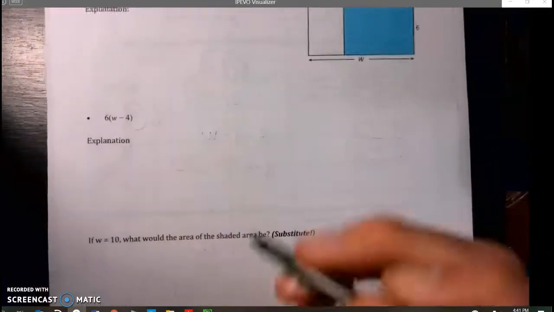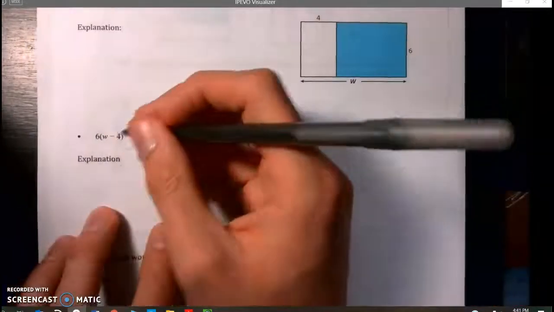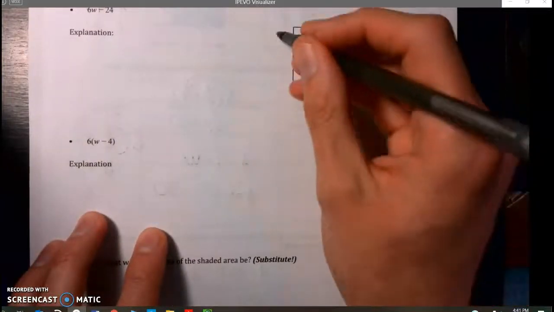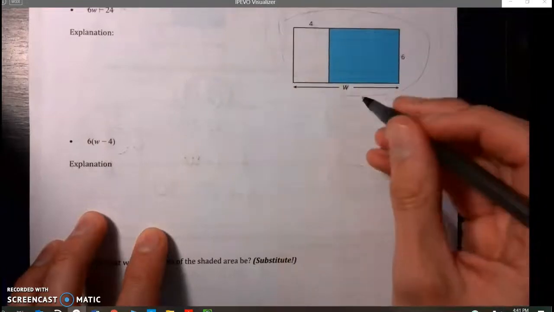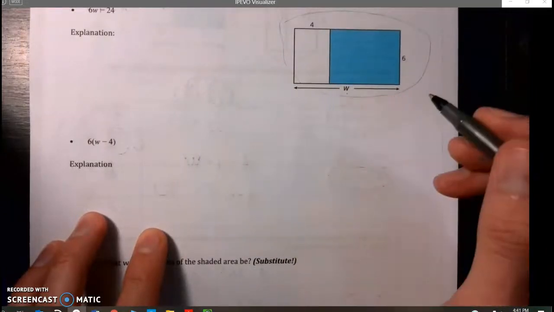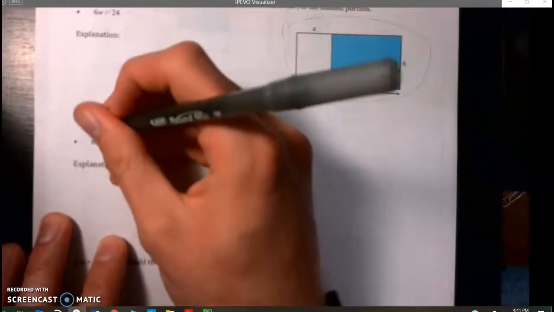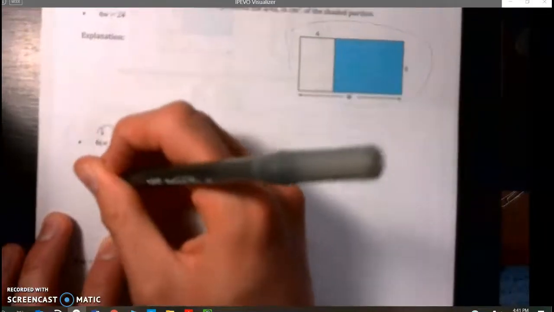Maybe, let's look at this one first. So 6 times W would be the area of this whole thing, right? Because 6 is the length, W is the width. So if I did that, that would give me the area.